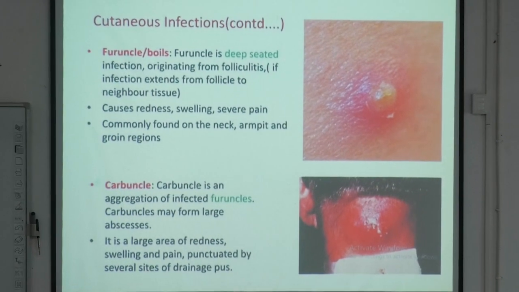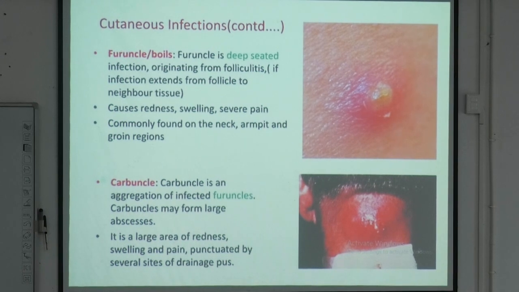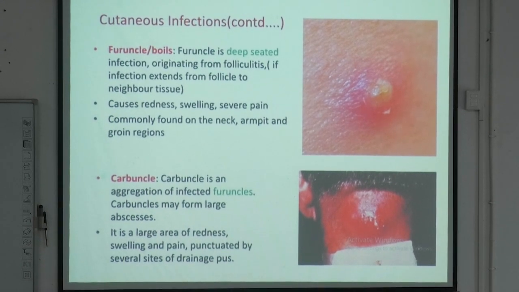From a folliculitis, that is called furuncle. If it becomes more severe, that is called carbuncle. When it becomes carbuncle, it needs I&D, incision and drainage. Okay? You have to cut it and take out the pus. Okay?